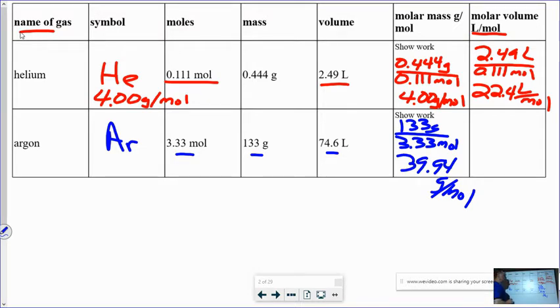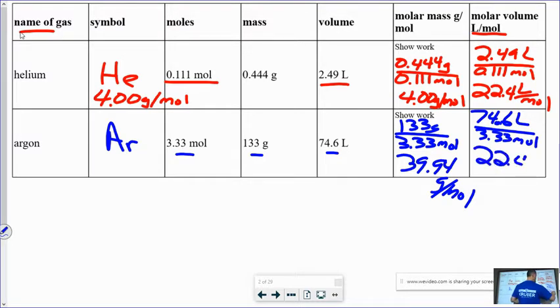So now let's do its molar volume. So that's liters divided by moles. So I got 74.6 liters. And I'm going to divide that by moles, 3.33 moles. And when I do that, I get 22.4 liters per mole. And again, that's how many liters 1 mole of that gas would occupy.